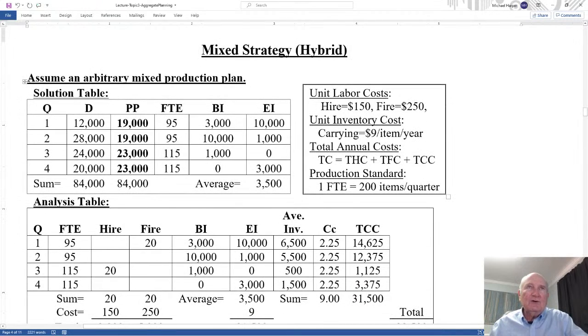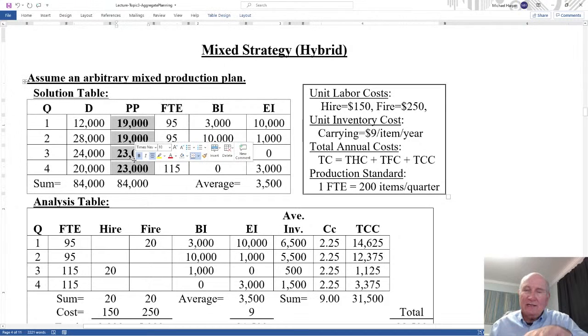Now, assume an arbitrary mixed production plan. Here's my mixed production plan right here. I'm just starting with a production plan, but I arbitrarily selected this plan. I did not calculate it. I want to make that point. I didn't calculate it. I arbitrarily selected it. But I selected it to satisfy 3 conditions.